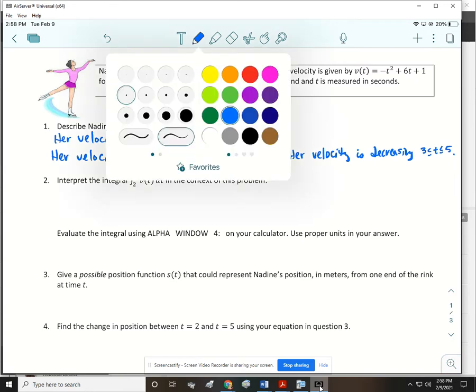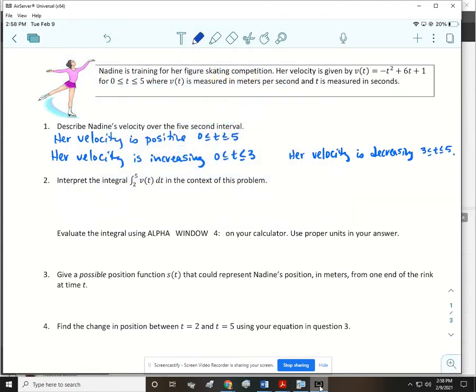And then for number 2, we want to interpret the meaning of the integral from 2 to 5 of the velocity function dt in the context of this problem. So going back to when we first started talking about integration, if we were doing those areas and we were accumulating areas, and remember that if it was a velocity function and it was in meters per second, then we would multiply by the seconds and it would give us meters. So if we are finding the integral of a velocity, that's going to give us the net distance in meters she traveled between 2 and 5 seconds.